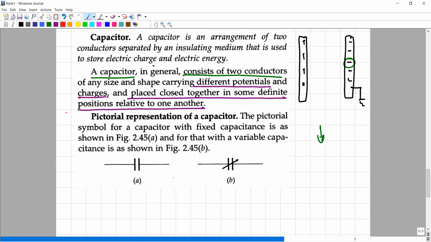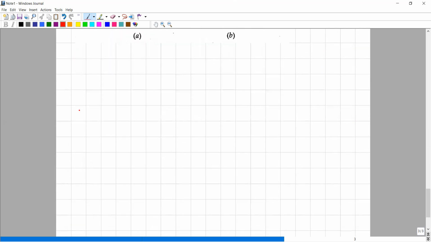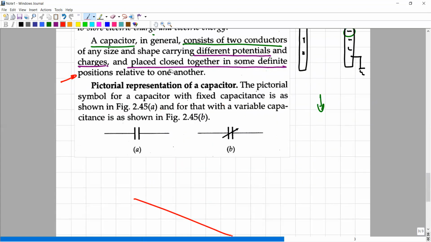This point is also important. Definite position relative to each other means that it is not necessary for the two conductors to be placed like this. You can place it like this. We can place it like this. If you have two conductors, you can place them like this, because by the definition itself it is said that they are close together in some definite position relative to each other. Definite position means the position is not changing, their positions are constant relative to each other.